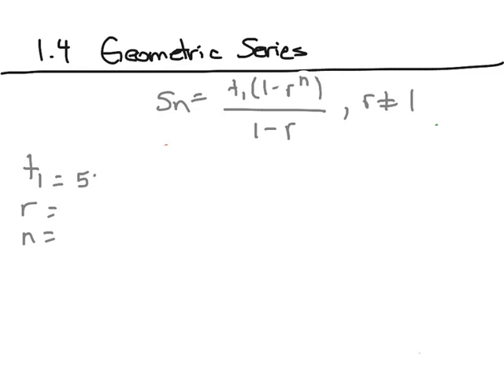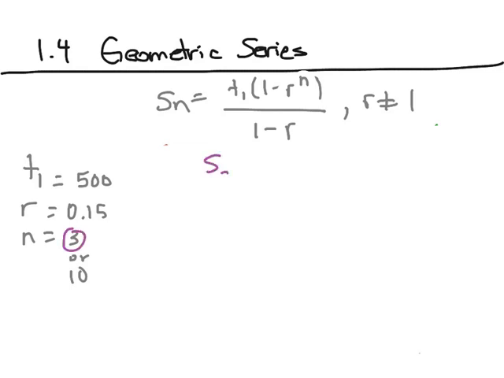So our T1, right when you take your first pill, it's at 500. Our r is 0.15, so 15% of it's left. And n is going to equal 3 or also 10. We're going to do both. So first let's do 3.